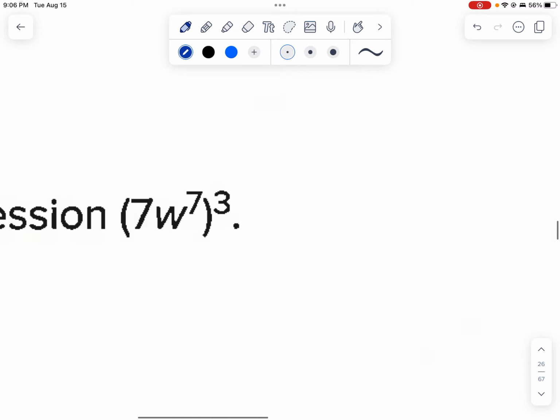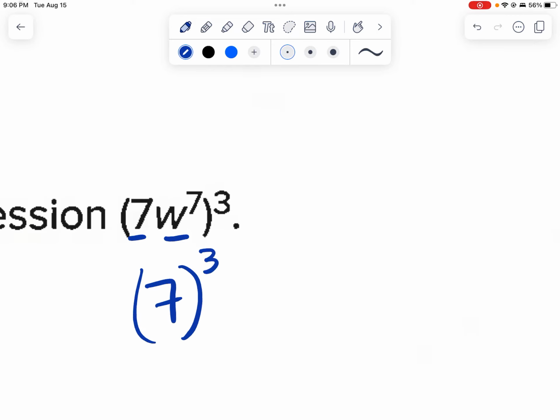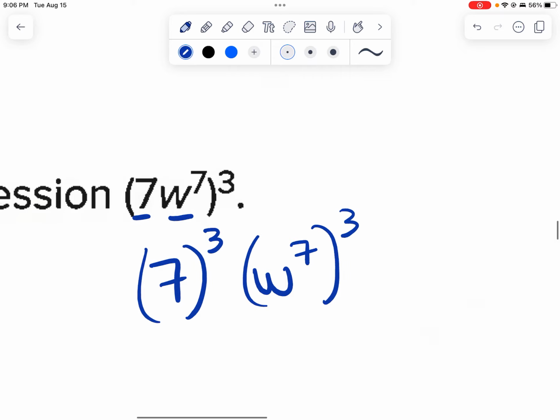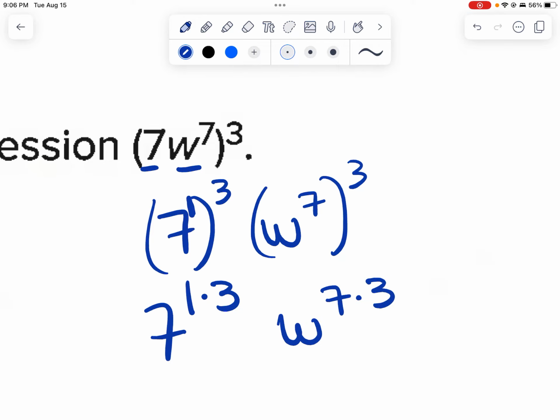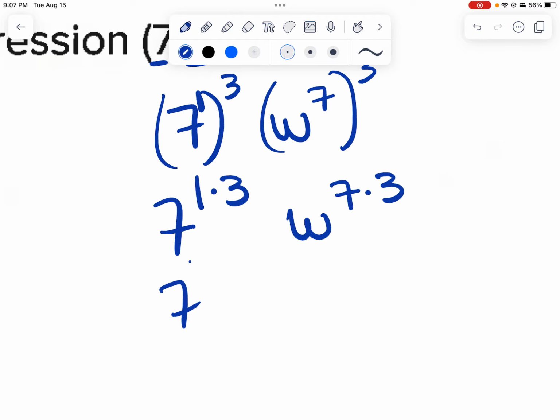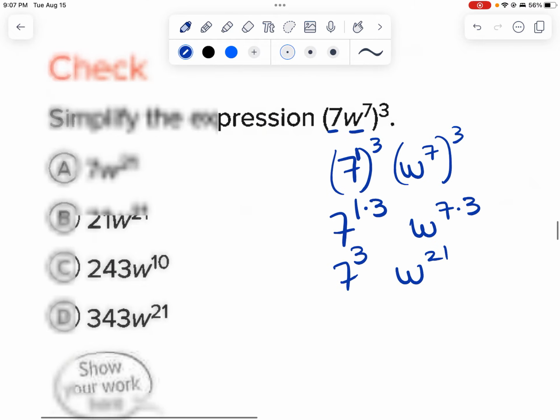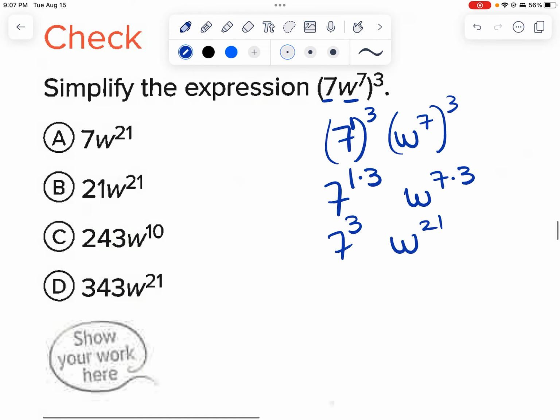So here we go. I'm going to rewrite this as the 2 factors. So 7 raised to the 3rd power, w to the 7th raised to the 3rd power. Remember, there's an invisible 1 right there. So 7, 1 times 3, w, 7 times 3. So I have 7 to the 3rd power, w to the 21st power. Oh, it wants us to multiply it out. Well, it's going to come out to be this one.